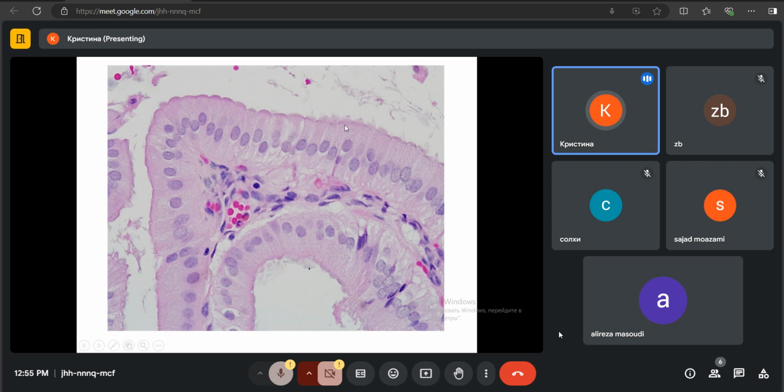Here we see the highest magnification of this epithelium. The apical surface is covered with microvilli, and what the cells are doing, they absorb water from the bile. How do they do this? They have a lot of mitochondria in their cytoplasm. This is why the cytoplasm is eosinophilic.